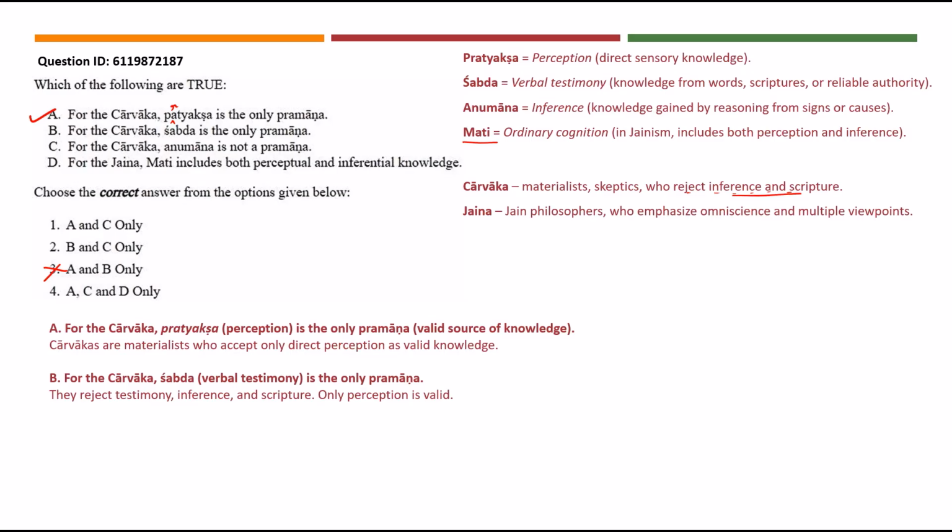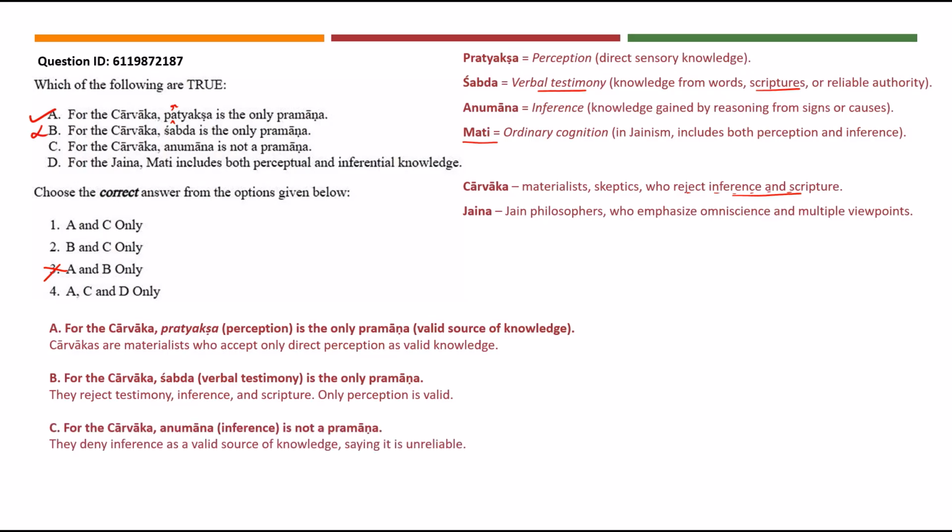Scripture is nothing but you can equate it to verbal testimony, because here they said verbal testimony means knowledge from words, scriptures or reliable authority. If we say it's testimony, then it denotes scripture too. So here they reject testimony, inference and scripture. Only perception is valid. So B statement is definitely wrong here.